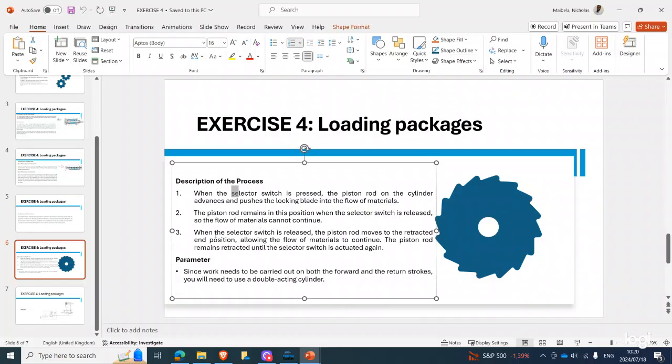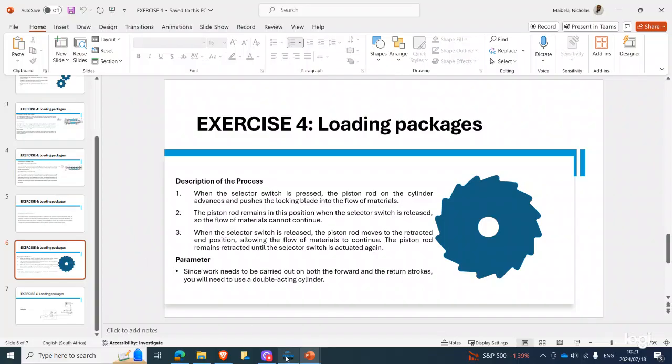All right. And then when the selector switch is released, the piston rod retracts to the end position, allowing the flow of materials to continue. And then they're saying the piston rod remains retracted up until when the selector switch is actuated again. So they are saying since the work needs to be carried out on the forward and on the return strokes, you'll need to use a double acting cylinder, right?